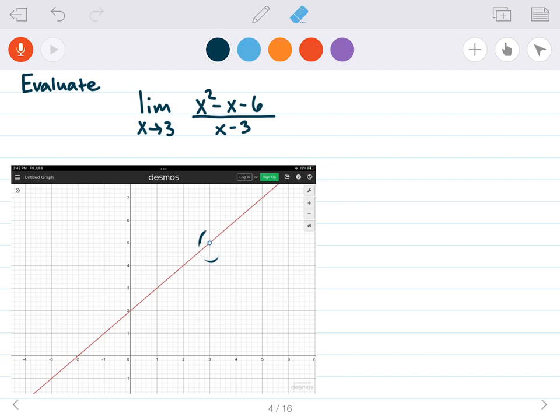Why is it removable? Here's what I'm going to do. The top I can factor, right? Remember how to factor these quadratics?